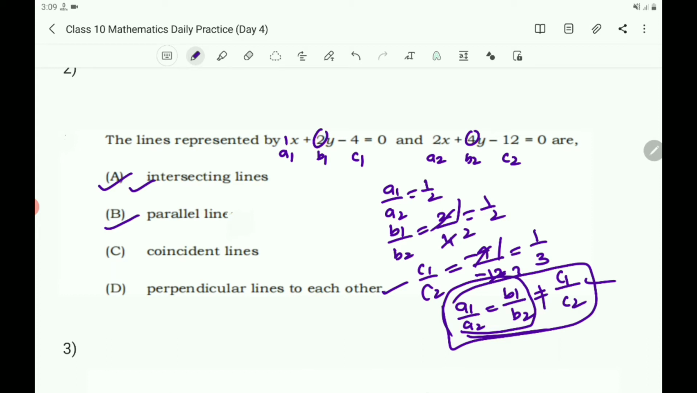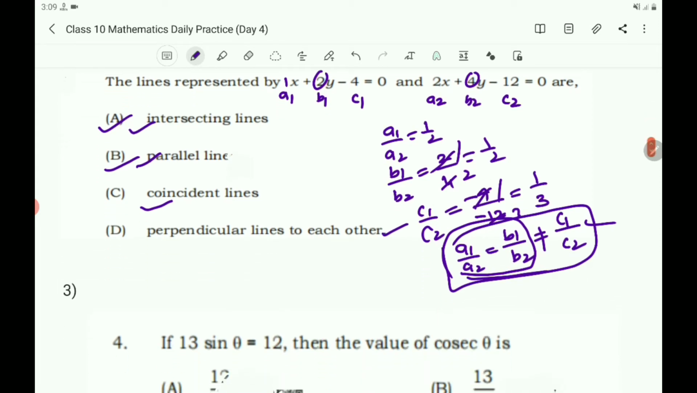When they become coincident lines, they have infinitely many solutions, if a1 by a2 equals b1 by b2 equals c1 by c2. So here which option is the answer? B is the answer. So write answer B, that is parallel lines.